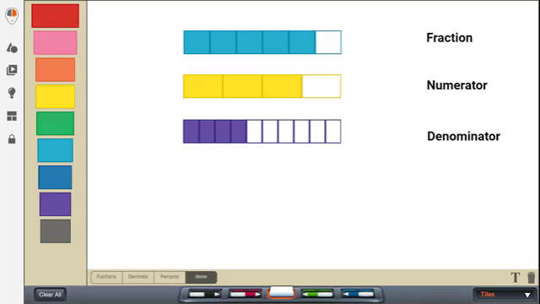And that phrase, how many, can get really confusing too if we use it in context of the numerator. So I prefer to just say it tells us the total parts, the total equal parts that we've broken this up into, which is really important.